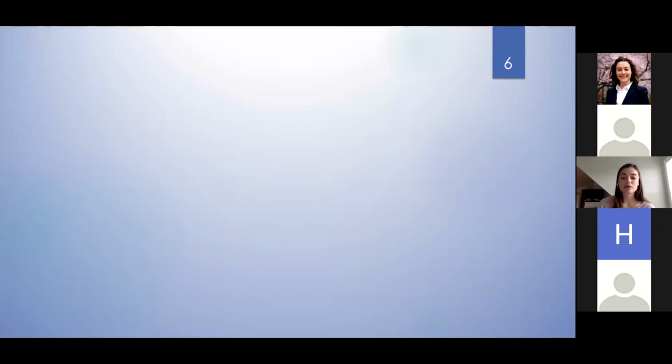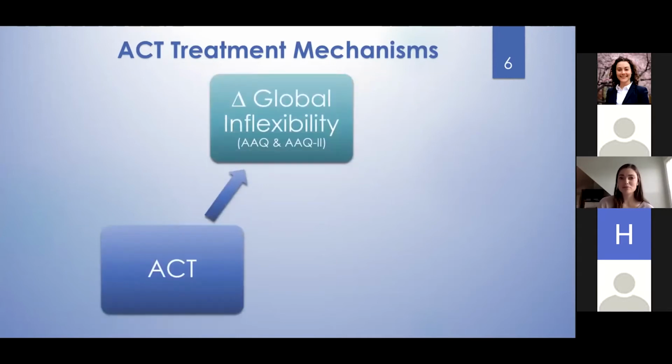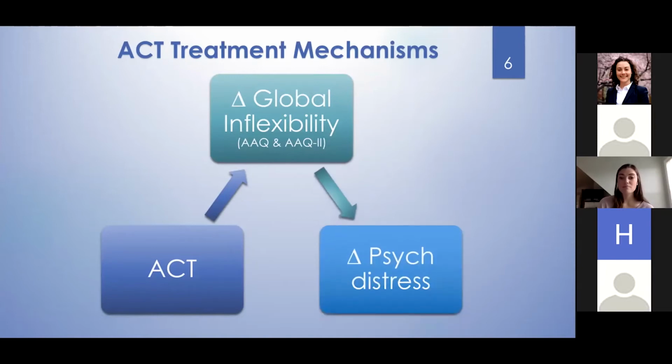So one of the reasons we think that there are such robust treatment effects in ACT is because there are certain treatment mechanisms or processes helping to explain these drops in distress. So given the central nature of the hexaflex model within the practice of ACT, studies have begun examining possible mechanisms of action to explain treatment gains. So actually 32 studies, as of my knowledge, have demonstrated that changes in global inflexibility have been linked to drops in psychological distress. By psychological distress, I mean drops in depressive symptoms, anxious symptoms, life stress, and work stress.